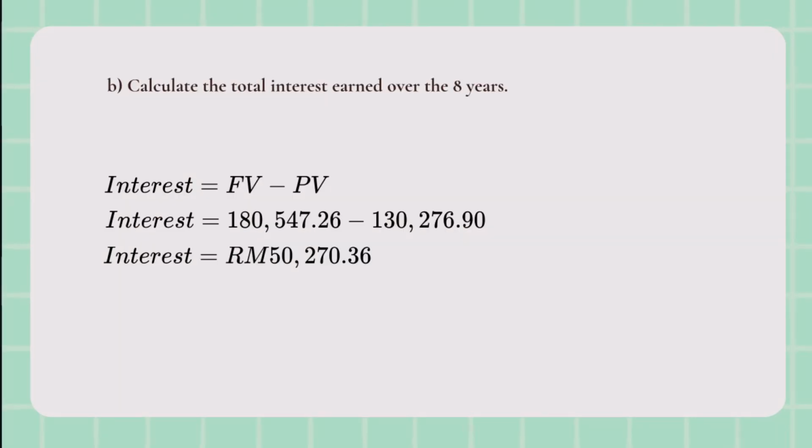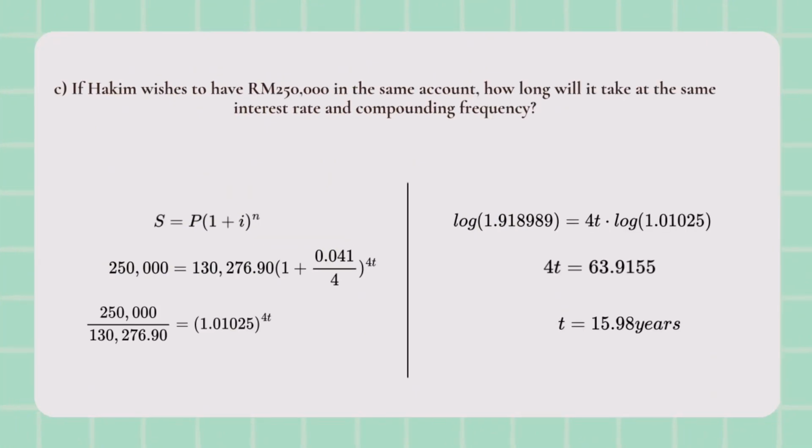130,276.90. Afterwards, we will calculate the total interest earned over the 8 years by using the interest formula, which is the future value minus the present value. By applying all the information and the calculation from the previous question, we will get 180,547.26 minus 130,276.90. The total interest earned over the 8 years will be 50,270.36.